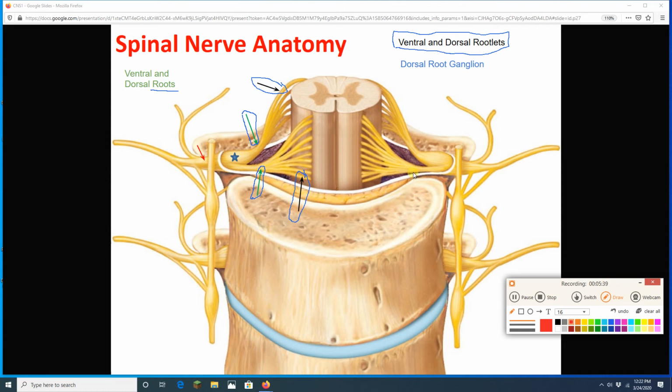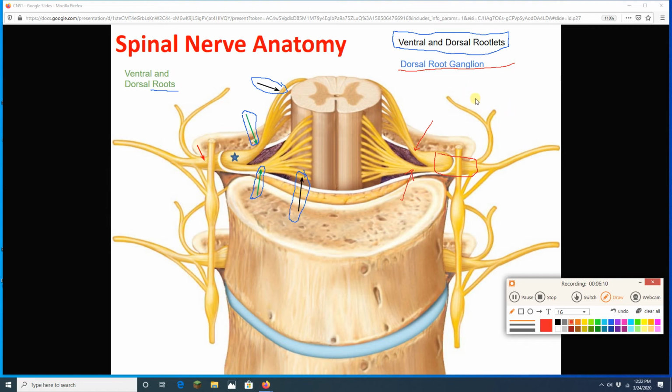So if I look right here, this guy right here is my ventral root, right there. This guy right here is my dorsal root, right there. Those two guys combine to then make my spinal nerve. Now, just before the spinal nerve does that combination, the dorsal root has a swelling called the dorsal root ganglion.